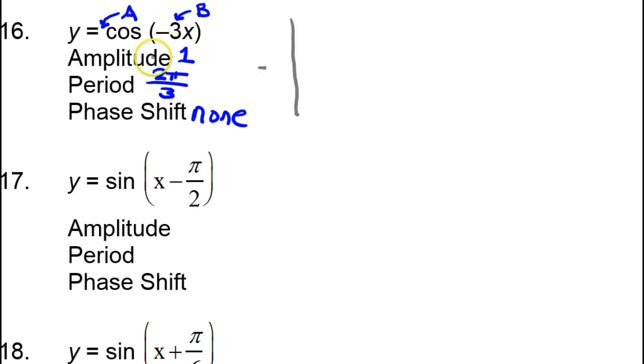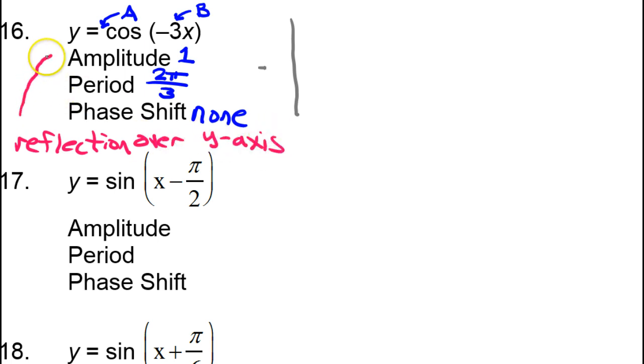Oh, okay. You know what? I better mention one more thing right now. This negative sign on the inside, like this, is a reflection over the y-axis. All right, reflection over the y-axis. Okay, that is the significance of this. That is a reflection over the y-axis.